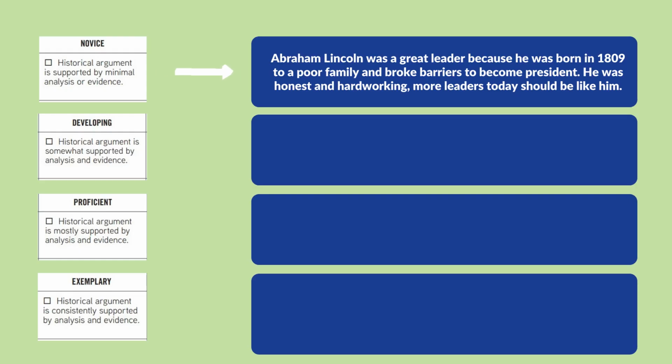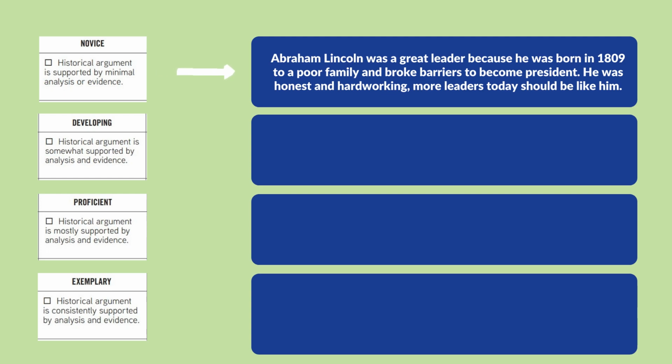The thesis, or historical claim, is only one part of evaluating the historical argument. However, it is a great place to start. Here we have 4 thesis statements that show different levels of historical argument. The first, novice level thesis is: Abraham Lincoln was a great leader because he was born in 1809 to a poor family and broke barriers to become president. He was honest and hardworking. More leaders today should be like him.